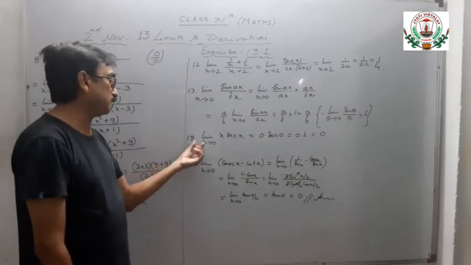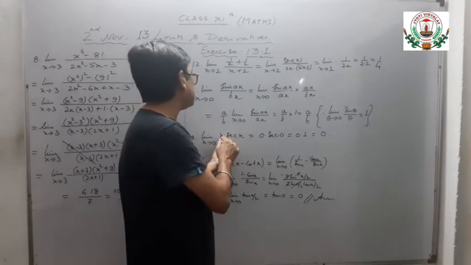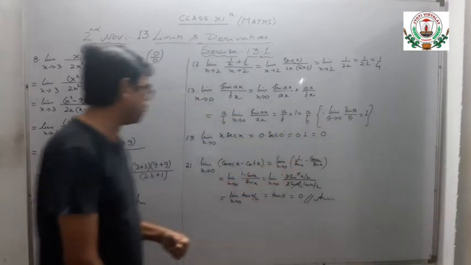The 19th, limit x tends to 0 x sec x. So directly we can substitute the value 0 into sec 0. Sec 0 is 1. So 0 into 1 equals 0.